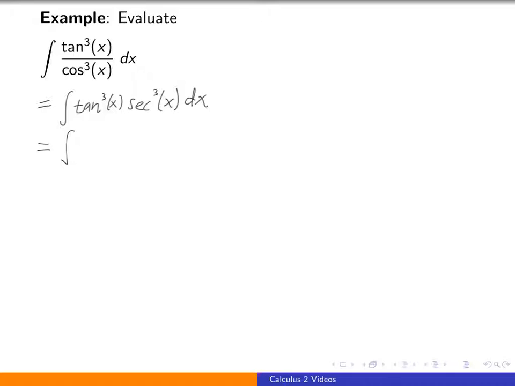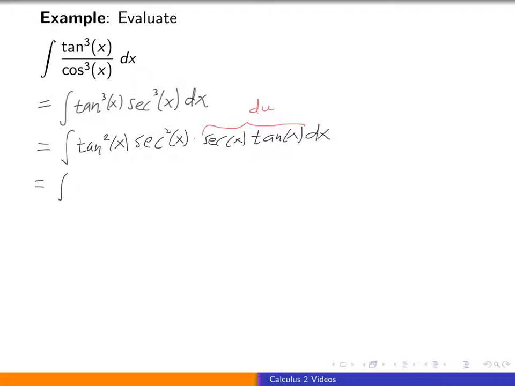I'm going to save one of the tangents, and I'm going to write this as tangent squared. And I'm also going to save one of the secants, so secant squared, and then we're going to write this as secant tangent. And the reason we do this is we're thinking that the secant tangent that we've saved is going to play the role of our du, which means we're going to want to let u be equal to secant. So we want to rewrite tangent squared in terms of secant squared. So using the Pythagorean identity, tangent squared is secant squared minus 1. So times secant squared times secant tangent.